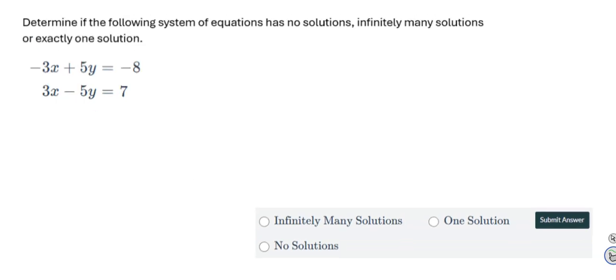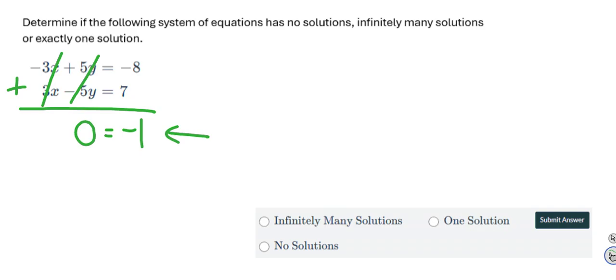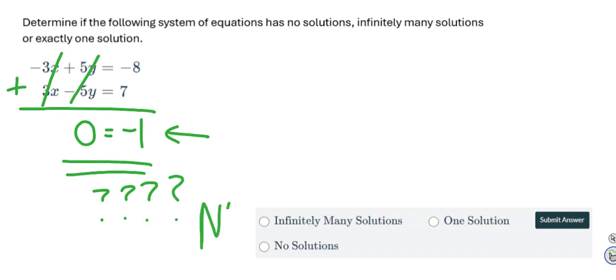So here, oh my gosh, look. They gave us something we don't have to change a thing. I love it. So let's go ahead and add. Oh man, cancels out, cancels out. Everything cancels out. You got nothing left. 0 is your number. That represents nothing. And then here though, -8 plus 7, that's -1. Okay, when our x's and y's are gone, we just have a statement and we have to look at it. Is this statement true? Does 0 equal -1? No. And when you hear yourself saying no, that means no solutions.